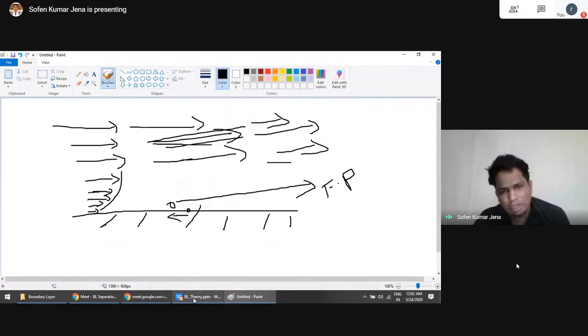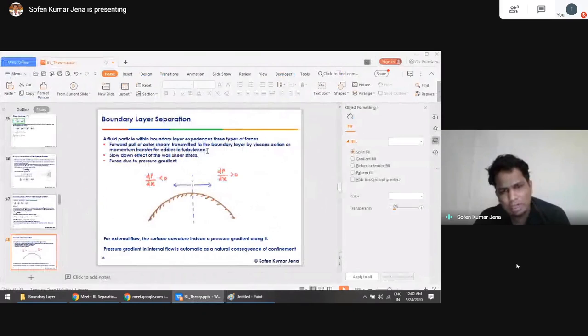Then the forward pull of the free stream layer is transmitted to the boundary layer. If it is a laminar flow, by viscous action the momentum is transferred from the free stream region to the boundary layer region. If it is a turbulent flow, it is eddy viscosity that results in the momentum transfer. Then there is a slowdown effect because of the solid boundary. Apart from these two things, there is a pressure gradient, right? That also provides flow. So where does the pressure gradient come from?